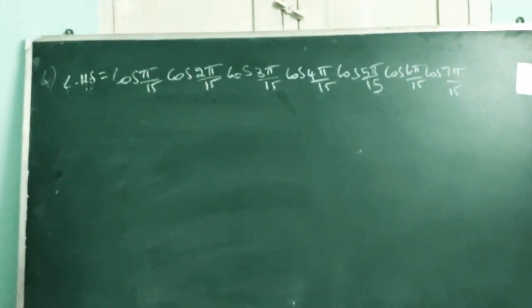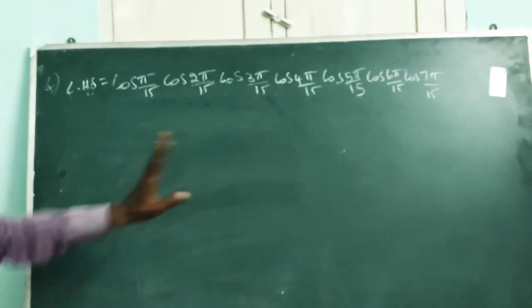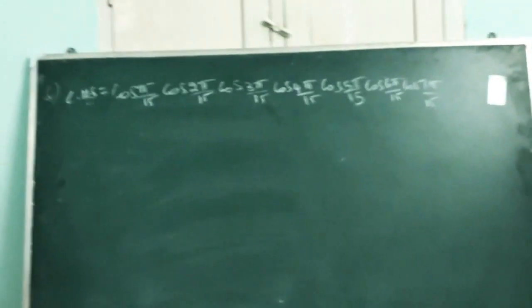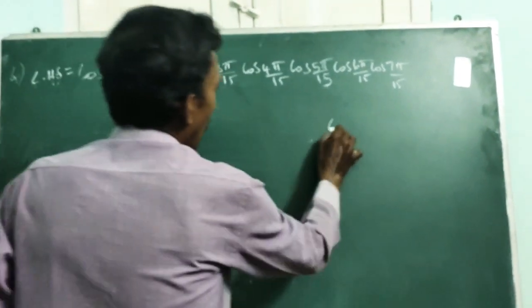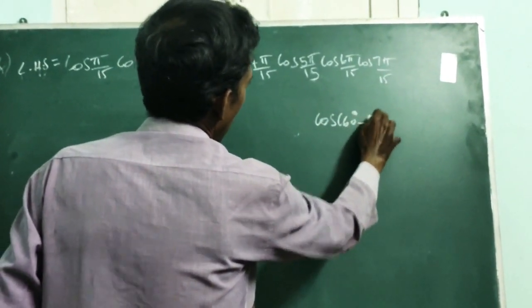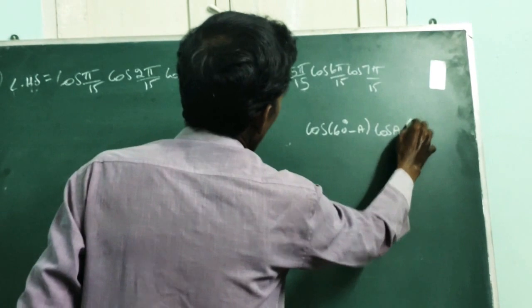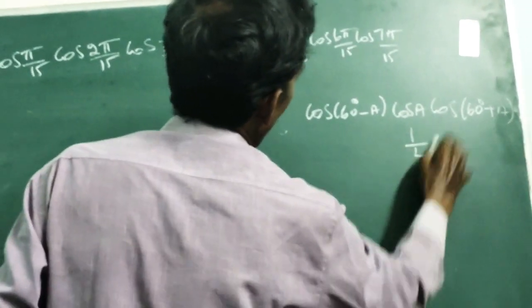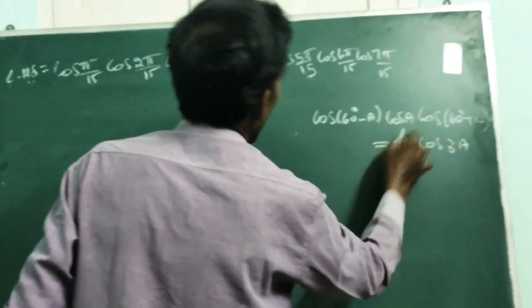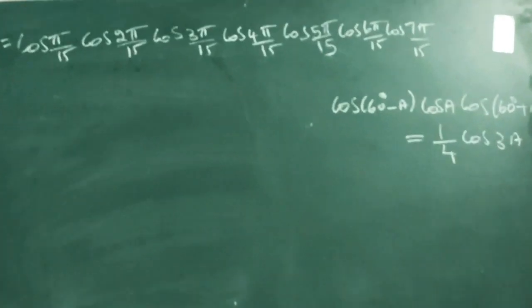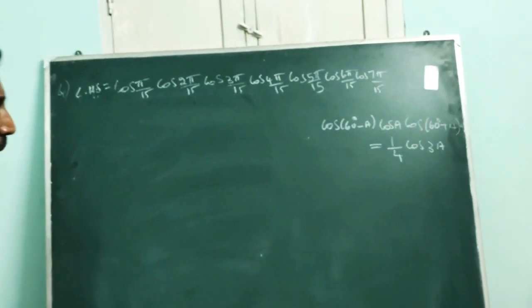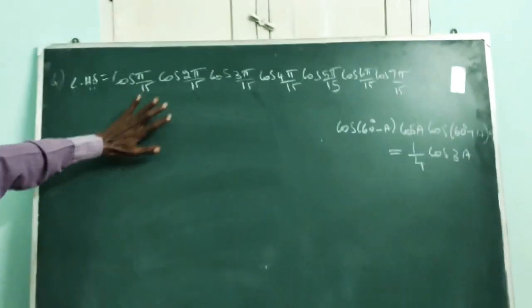LHS is equal to, okay. So before solving this question, we have to remember one of the identities. It is given on page number 119 in your textbook. The identity is cos(60 minus A) into cos A into cos(60 plus A) equal to 1 by 4 into cos 3A. So we are going to use this identity in this question.